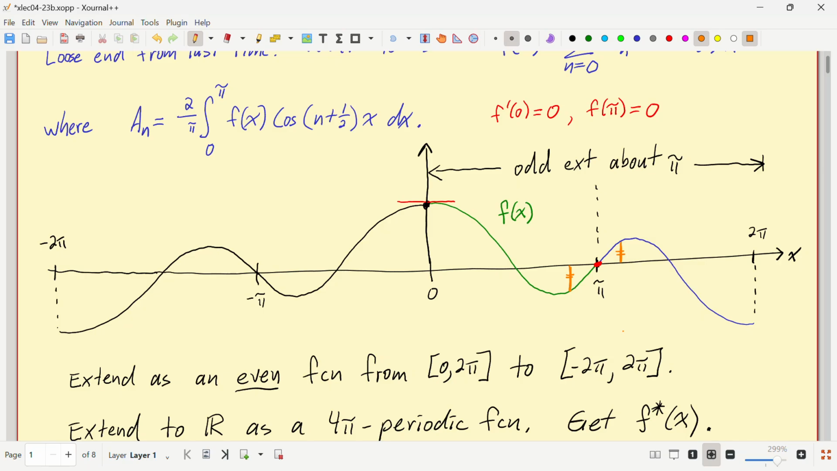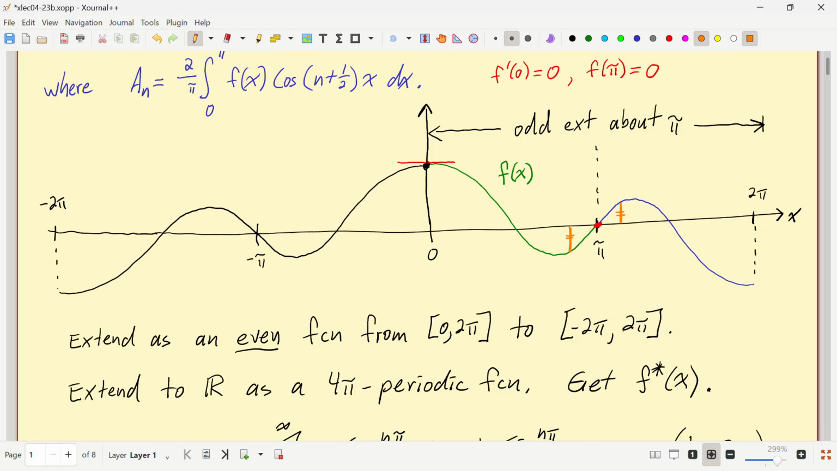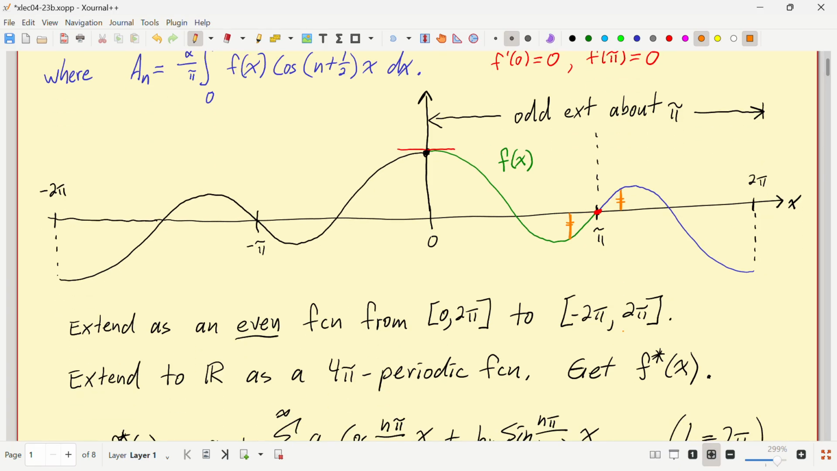from minus 2 pi to plus 2 pi. So that's just a reflection to the left. Okay, so now I get a function from minus 2 pi to 2 pi. And if I wanted to extend it to R, then I would extend it as a 4 pi periodic function. And I get a new function that way, which I'll call f star. So this thing right here is a graph of f star when I do all the extending.